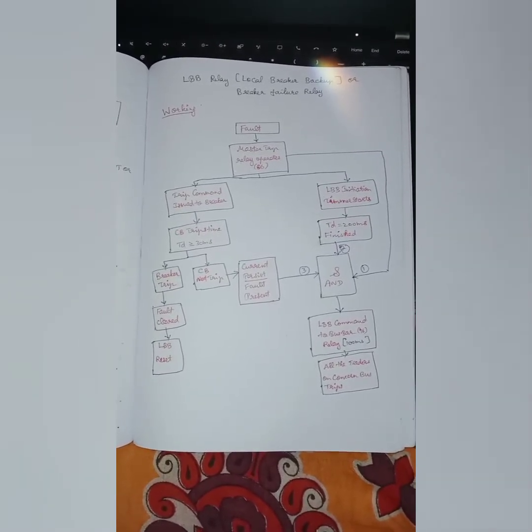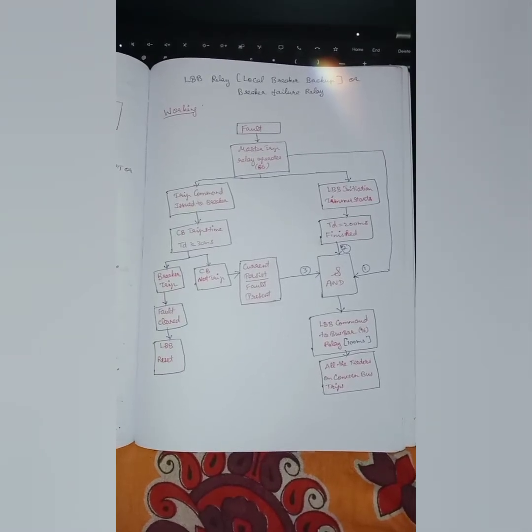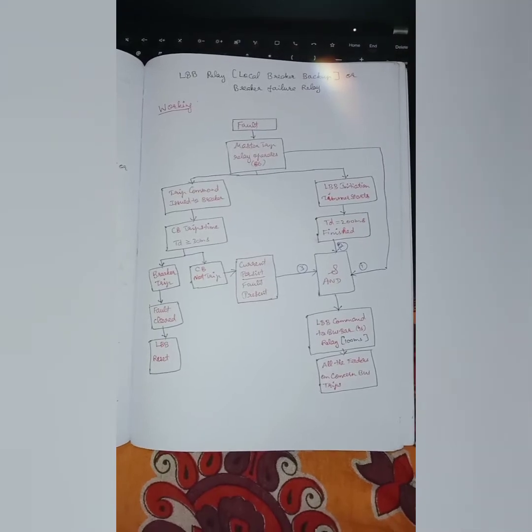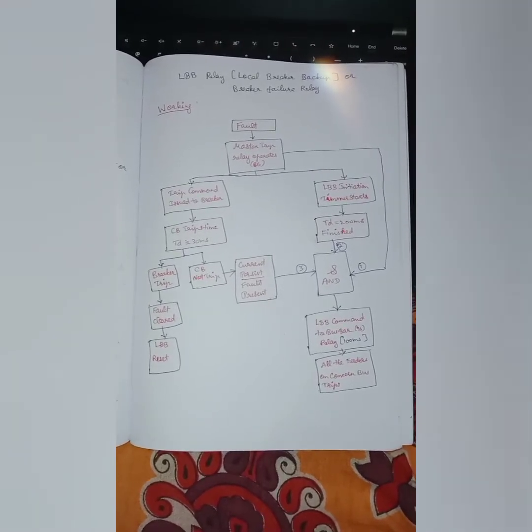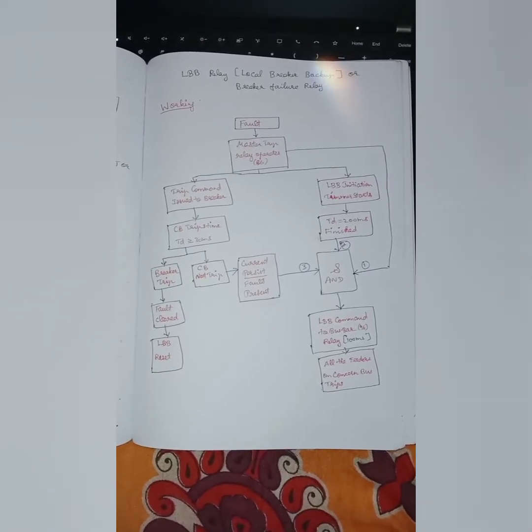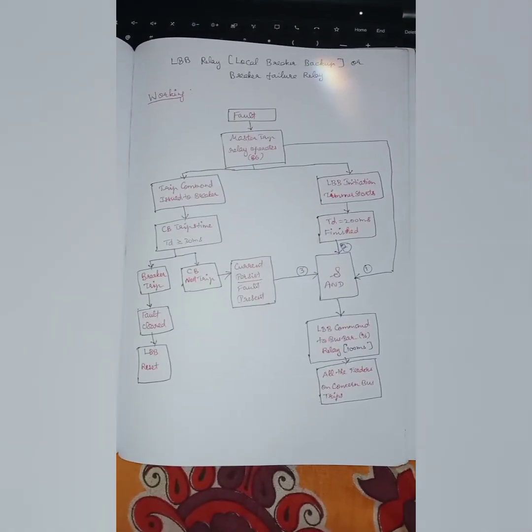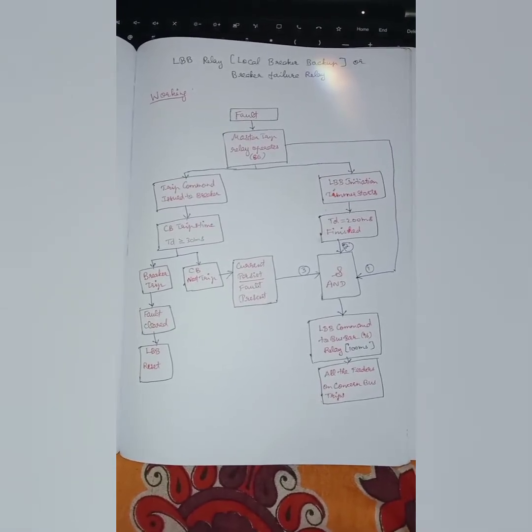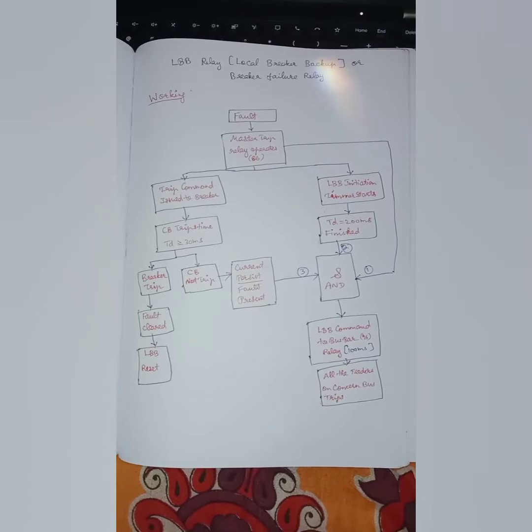If the primary or the first protection which needs to act is taking some delay, then automatically the backup protection should get involved in it. So here the backup protection is our LBB relay. So how does it operate normally?